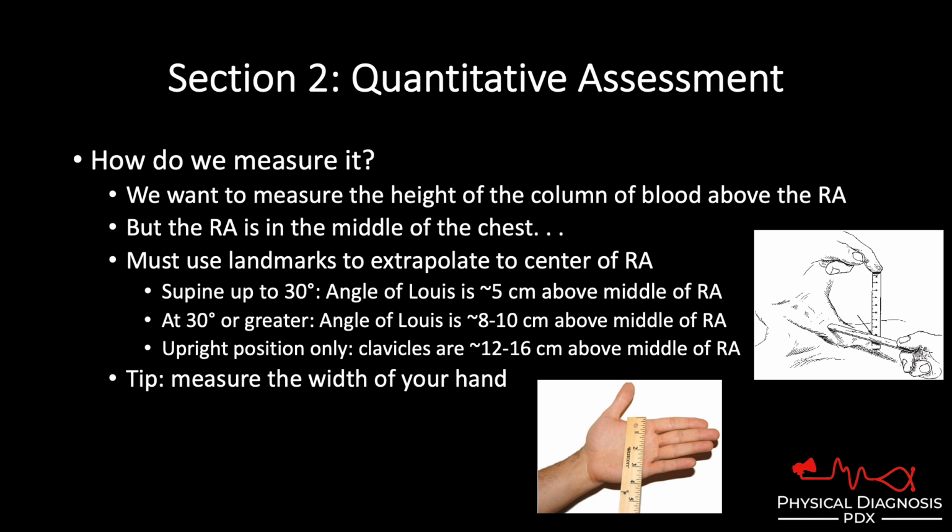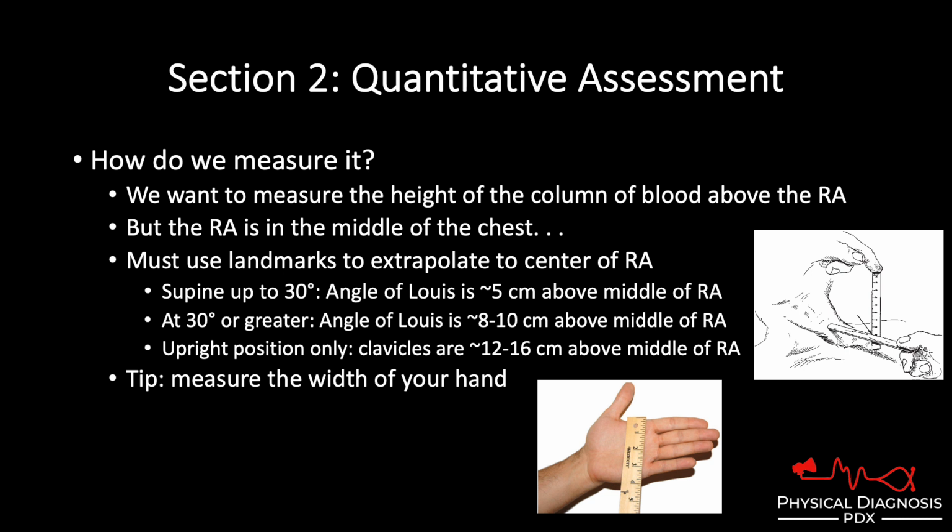The clavicle is another landmark that we can use, but only in the upright position, where it is 12 to 16 centimeters above the middle of the right atrium. Textbooks teach a method for measuring JVP using a ruler and another straight edge. We don't know of any clinicians who actually use this technique in real life. Instead, measure the width of your hand. Your hand can be used as both the vertical straight edge and a ruler, and you can estimate JVP that way.